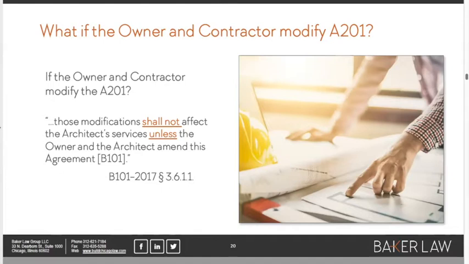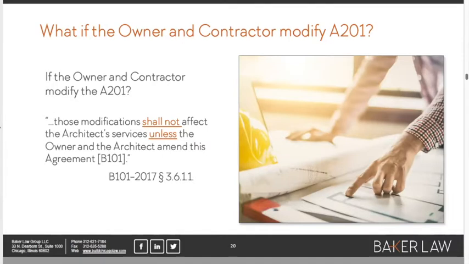Well, the answer is obvious based on this slide, because if you look at the basic owner-architect agreement, the B101, it says that if the owner and the contractor later modify the A201, those modifications are of no impact whatsoever on the architect unless the architect agrees to those changes, okay?